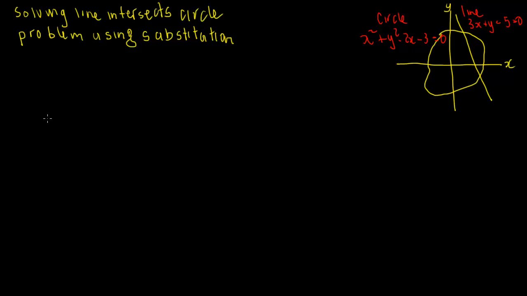Alright, here we have a classic line intersects circle problem. We have a circle which is defined by the equation x squared plus y squared minus 2x minus 3 equals 0. And here is my pathetic attempt at drawing a circle with the tablet here. And it's intersected by a line 3x plus y minus 5 equals 0. And it will be intersected at these 2 points here.